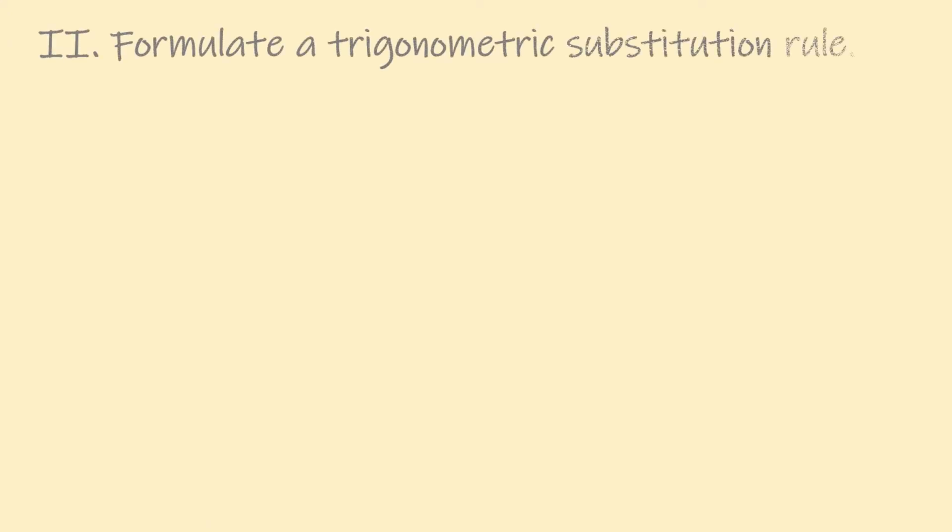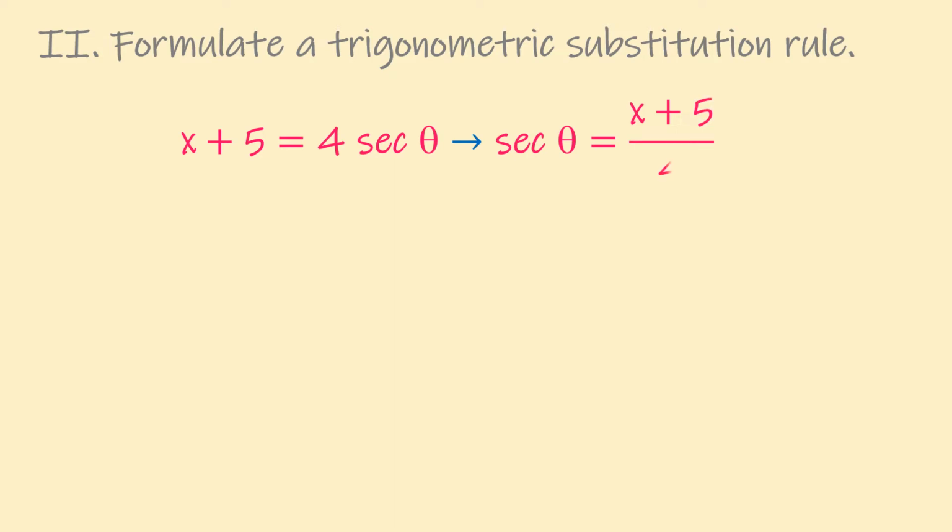Second, formulate a trigonometric substitution rule. Let x plus 5 be equal to 4 times the secant of theta. This means that the secant of theta equals x plus 5 divided by 4.